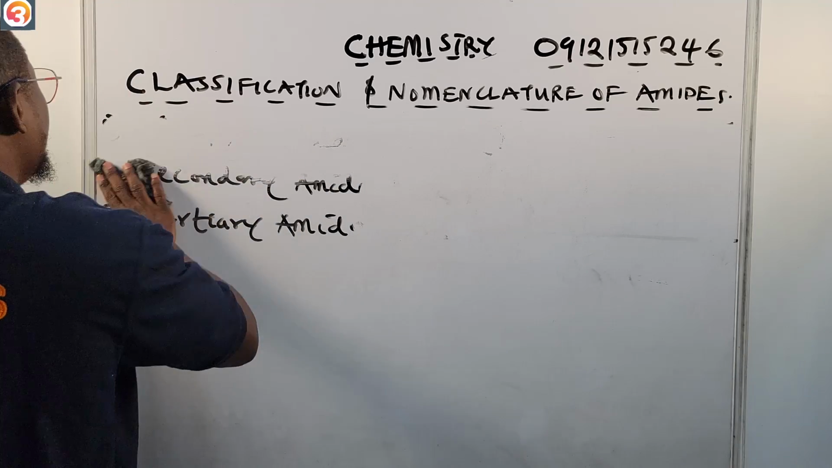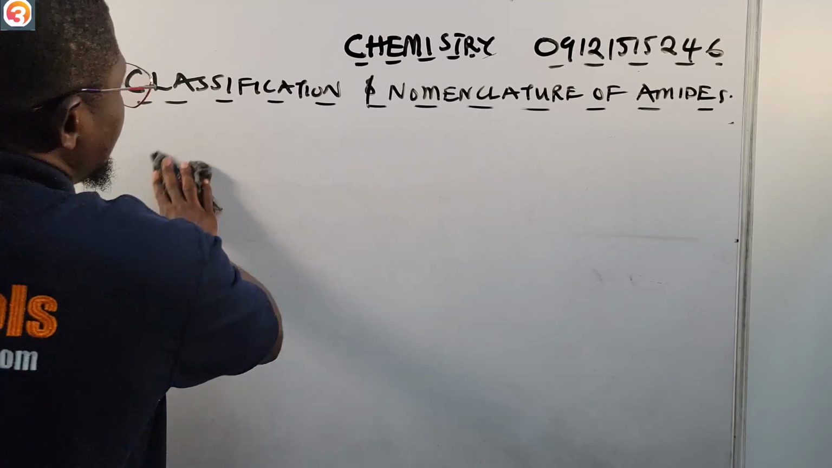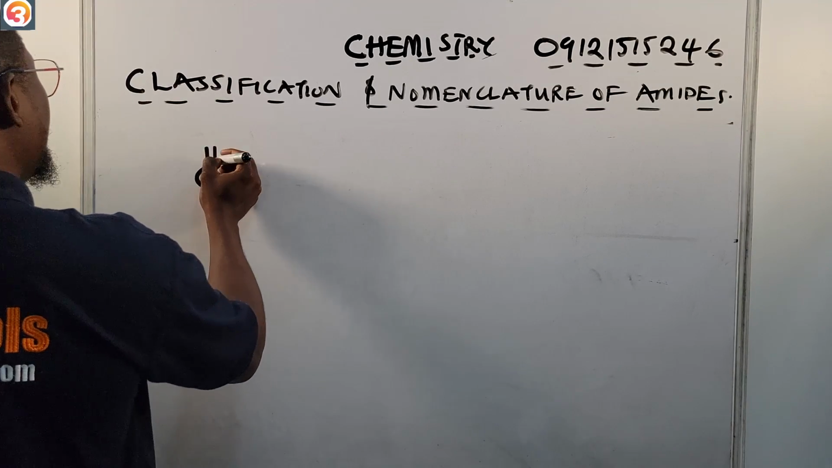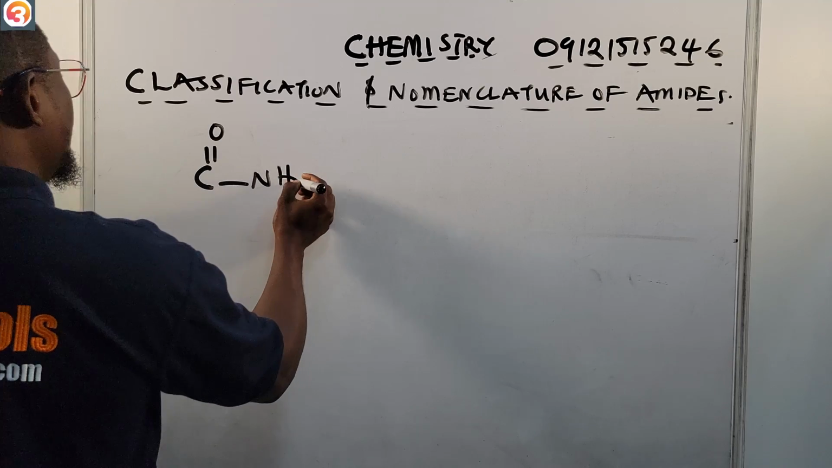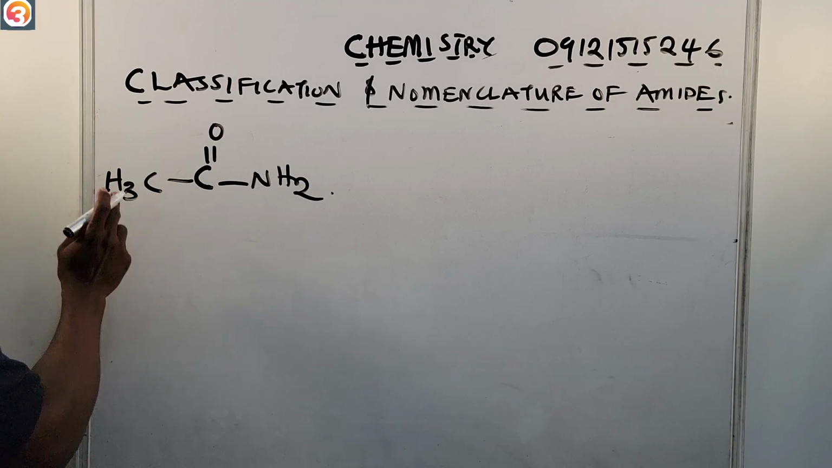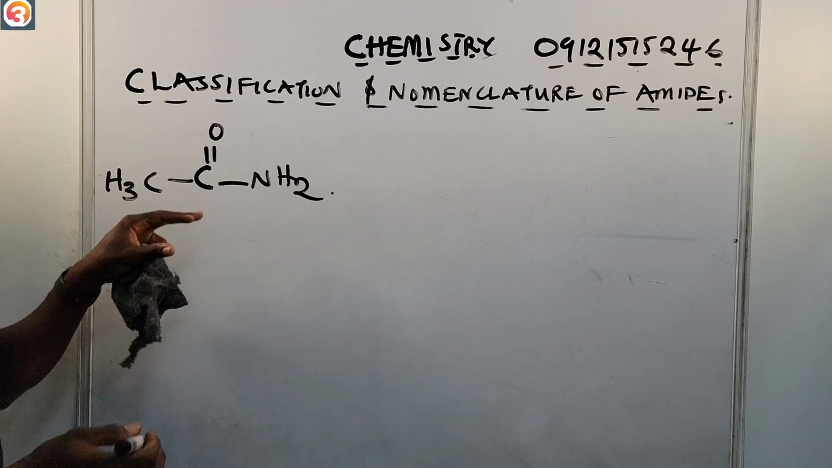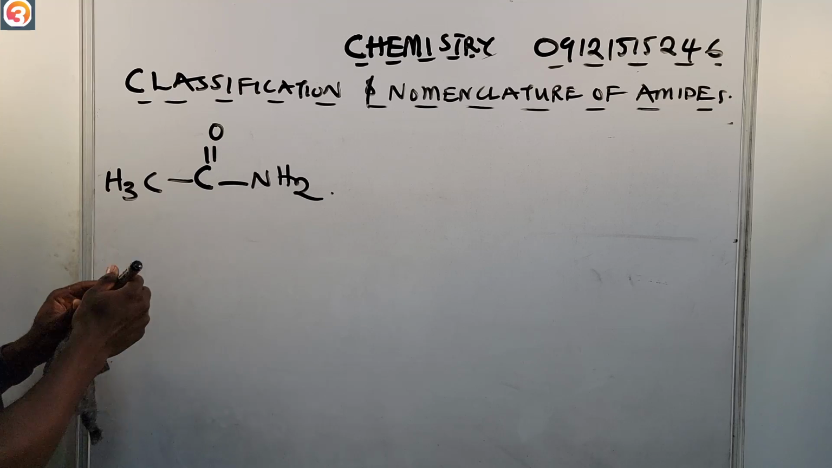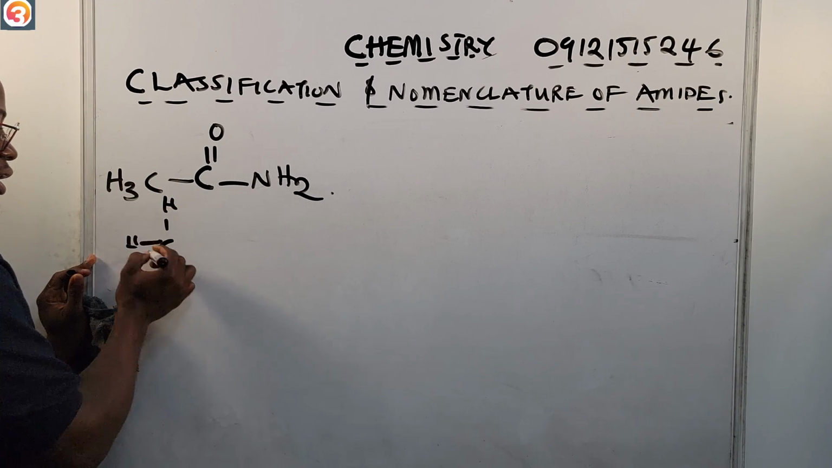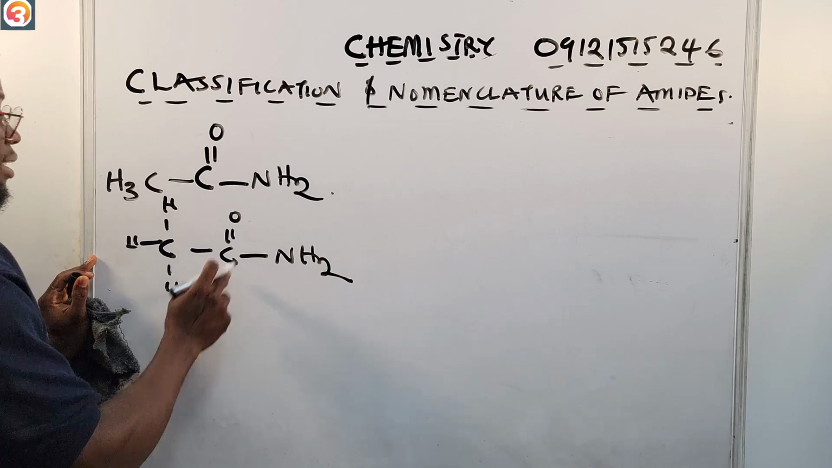Let's also quickly learn some simple nomenclature of amides. So let's say we have something like this. Let's name this simple amide. We have C double bonded to O. We then have our NH2. Let's say we now have H3C. We're supposed to say CH3, but of course, it is the C that is bonded. If you want to write them in full, you can put your CH3. So instead of H3C, you can put your H, bond it to C, then bonded to O, then your NH2. So this is the same thing as this.